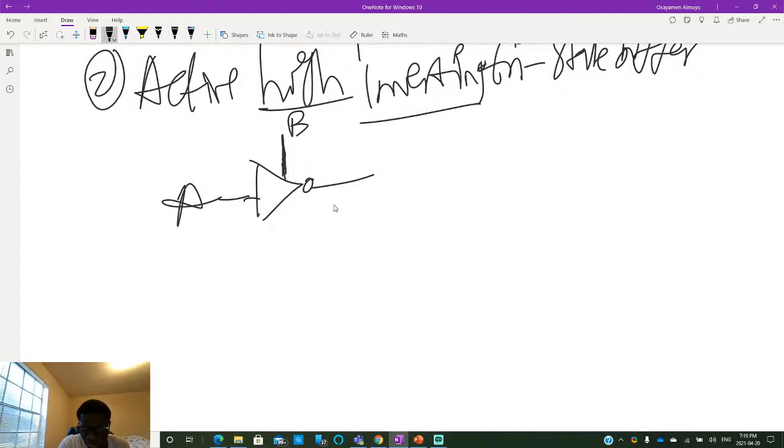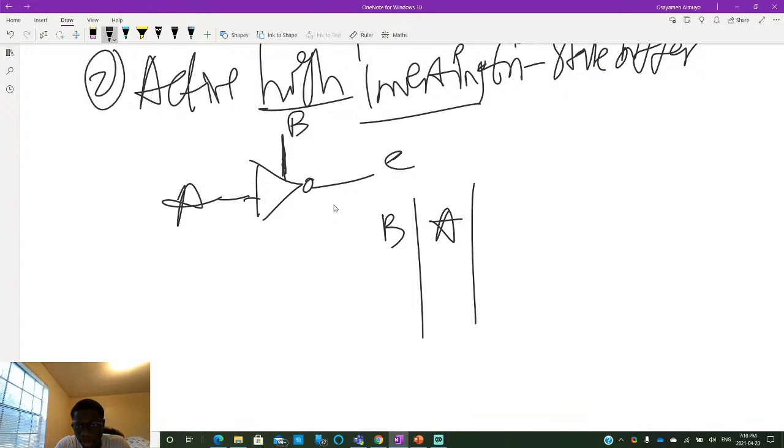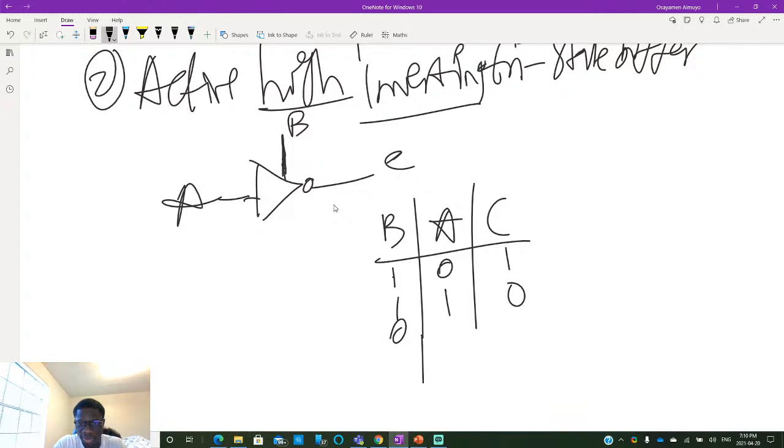So let's call this C. So truth table again. This is 1, 1. This is 0, 1. And in this case, you have inversion. And then if this is 0, it doesn't even matter what X is, you get high impedance.